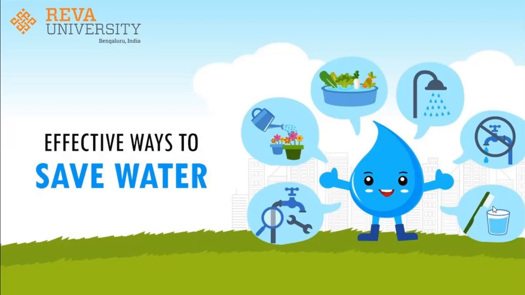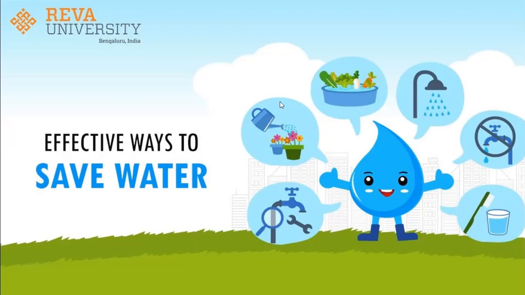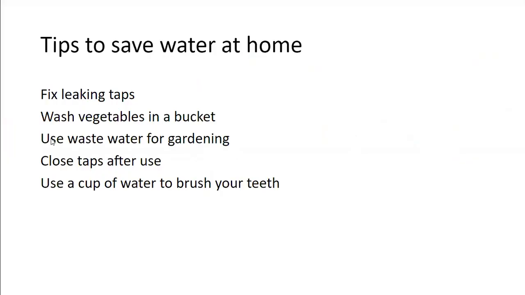So dirty water that goes off of your plate, you can collect it and pour it on your plants. So collect waste water when you are cleaning your dishes and use that to water your plants. Right? Use waste water for gardening.